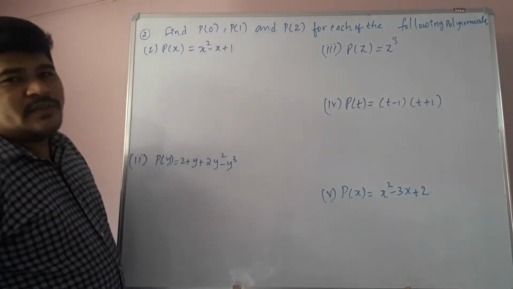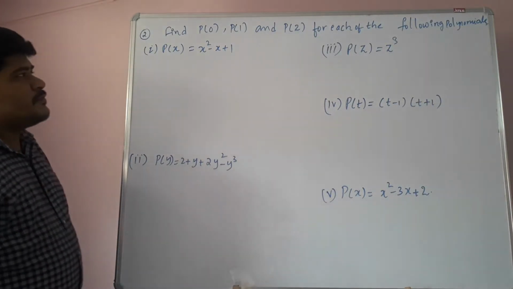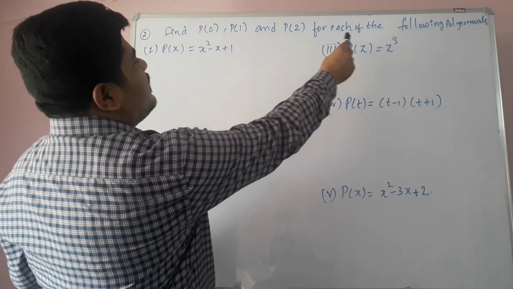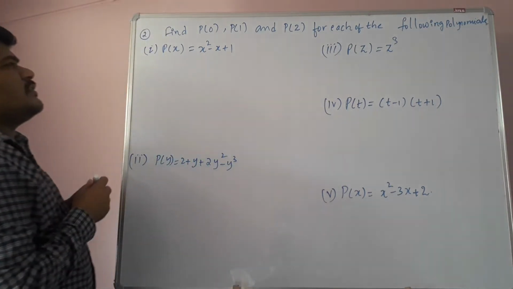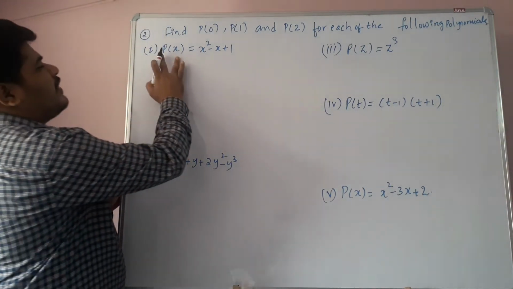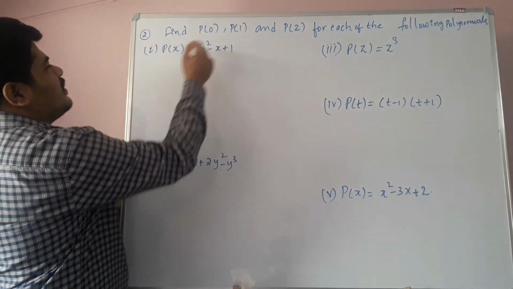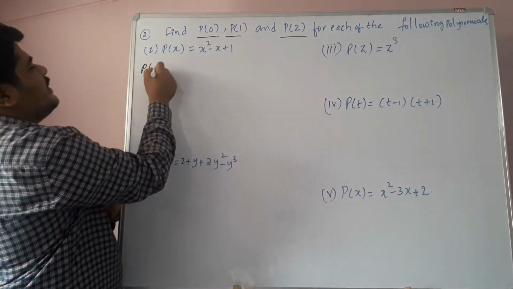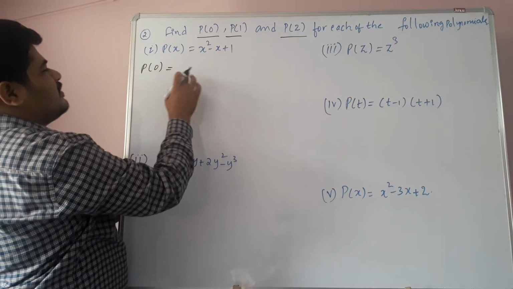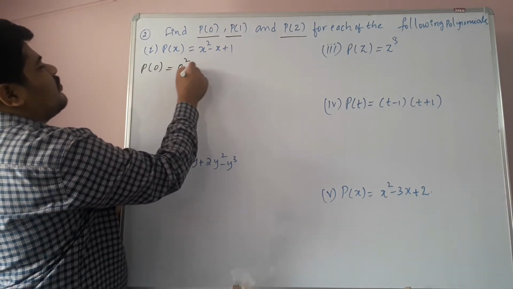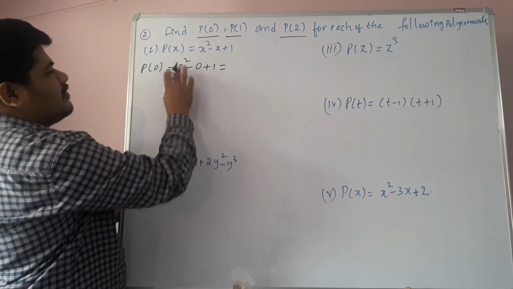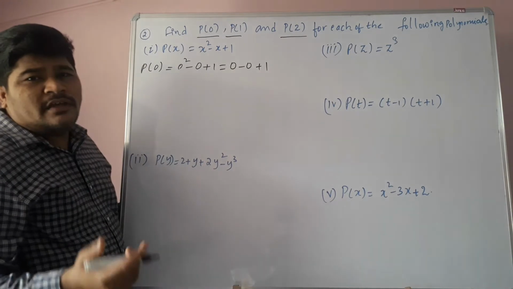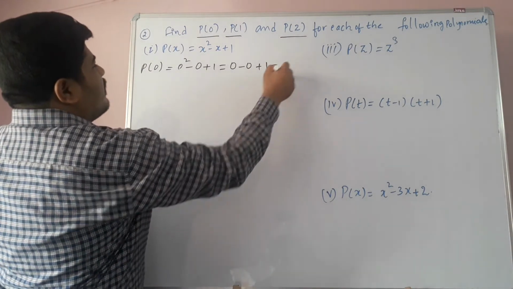Students, now let's see problem number 2. Find P of 0, P of 1 and P of 2 for each of the following polynomials. So the first problem in the second bit is P of x is equal to x square minus x plus 1. So students, what are they asking us to find? P of 0, P of 1 and P of 2. So we just need to replace the value of x with these values, children. That's it. So P of 0 is equal to 0 square minus 0 plus 1. So that is equal to, 0 square value is what? 0 only. Minus 0 plus 1. 0 minus 0 is 0 only. 0 plus 1? 1.